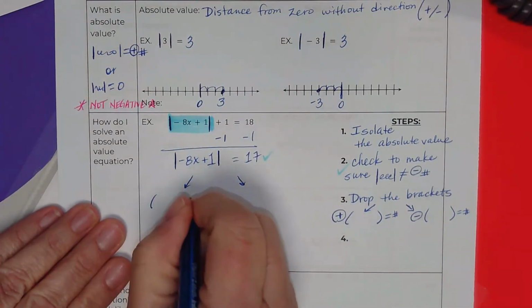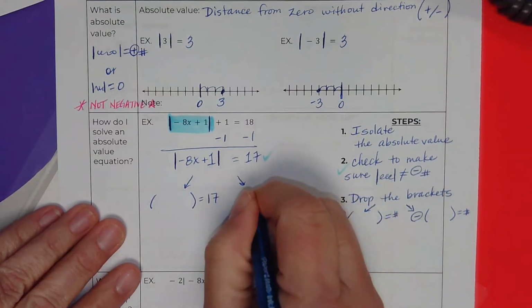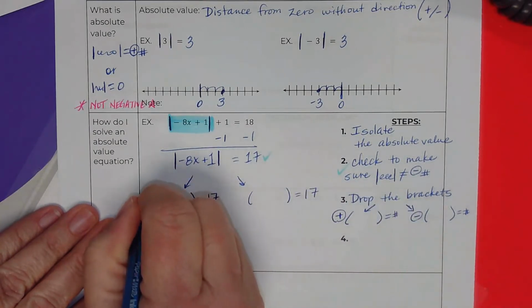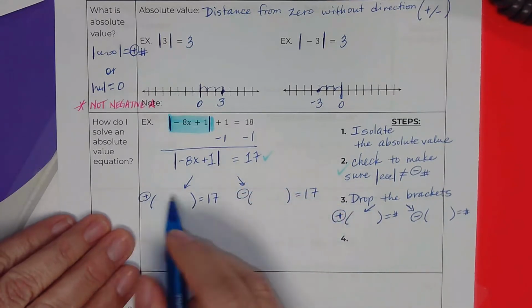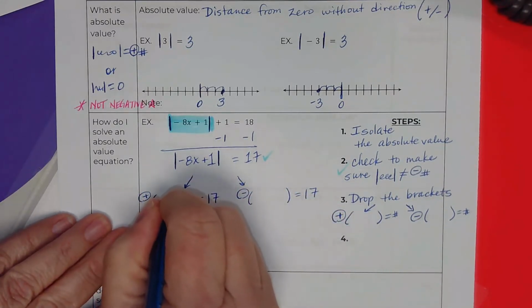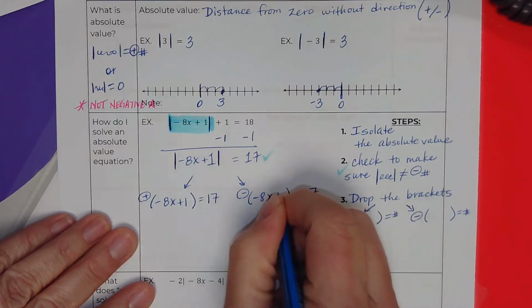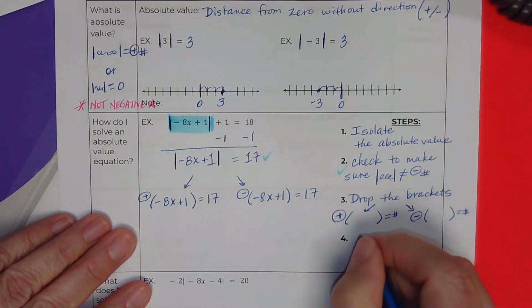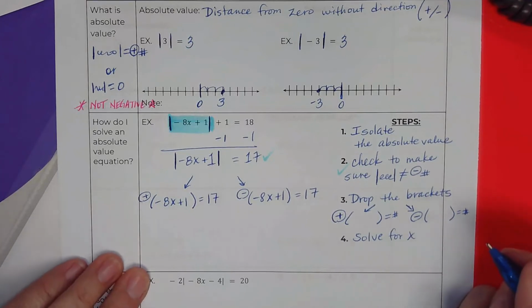So take the brackets off and replace with parentheses. It'll still be equal to 17. This one will be positive, this one will be negative. Put the signs outside the parentheses. And then you have a little baby problem to solve. Solve for x.